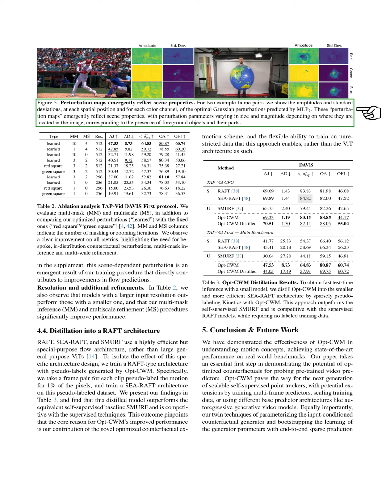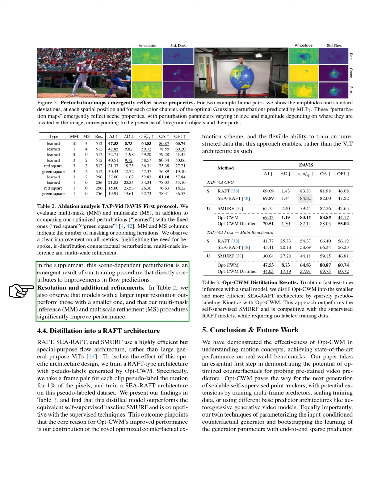We illustrate the image-dependent nature of optimal predicted perturbations, showing how variations in Gaussian parameters depend on their placement in the image. This scene-dependent perturbation emerges from our training process and enhances flow predictions. We also observe that models with larger input resolutions perform better than those with smaller ones, and our multi-mask inference and multiscale refinement procedures greatly enhance performance.